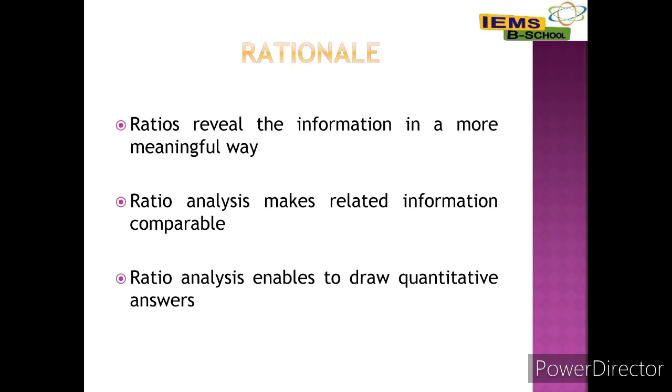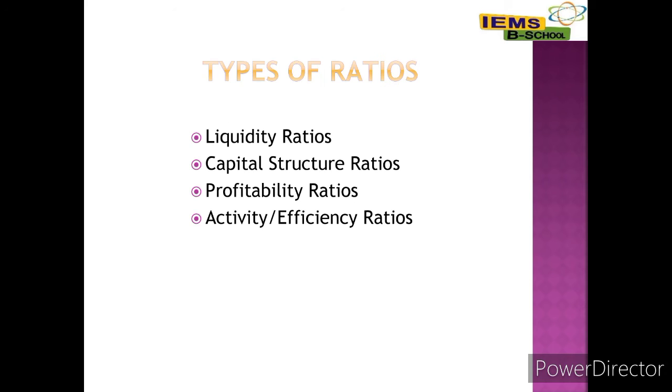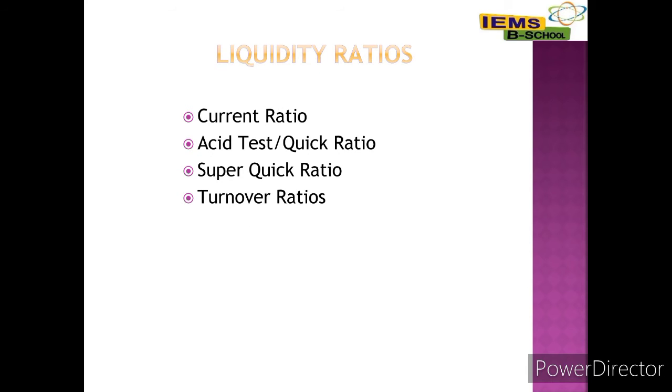So moving on further, with regards to the basic concept of ratio and its analysis, now we'll understand the different types of ratios. Ratios can be broadly classified into 4 categories. They are liquidity ratios, capital structure ratios, profitability ratios, and activity or efficiency ratios. First, we try to understand liquidity ratios.